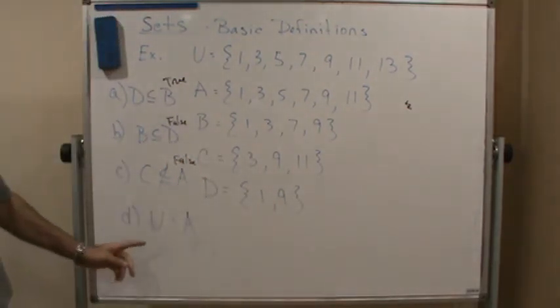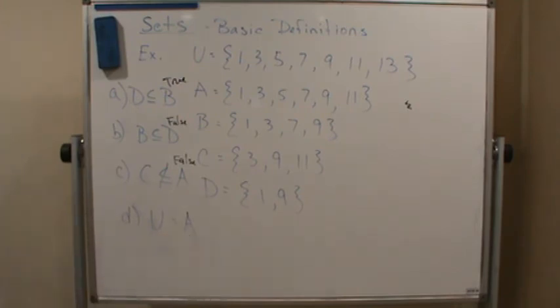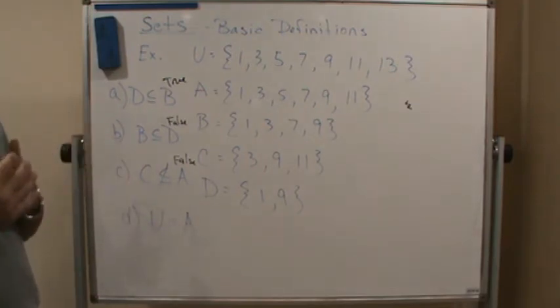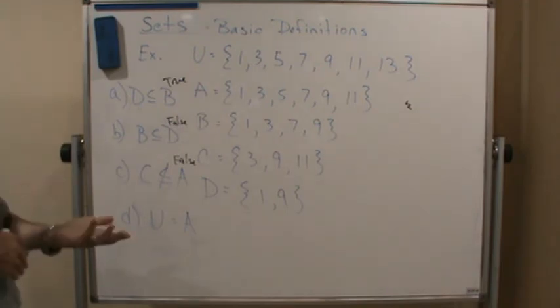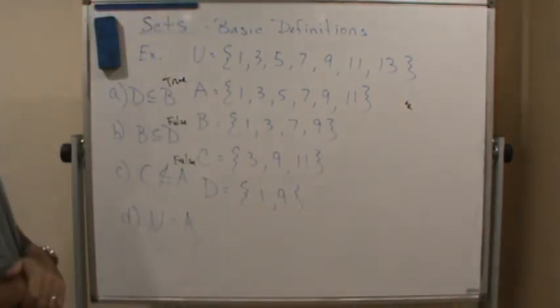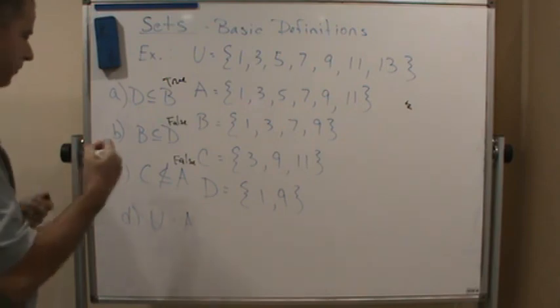And then the last one is saying the universal set is equal to A. Well, in order to be equal to each other, they have to be a subset of each other. So all the elements in the universal set have to also be elements in set A and vice versa. But that is not the case because 13 is not in A. So they are not equal. Okay, remember, to be equal, they have to have the exact same elements in both sets. Okay? And that's it. So this is also false.